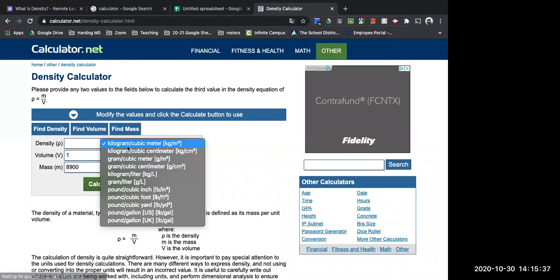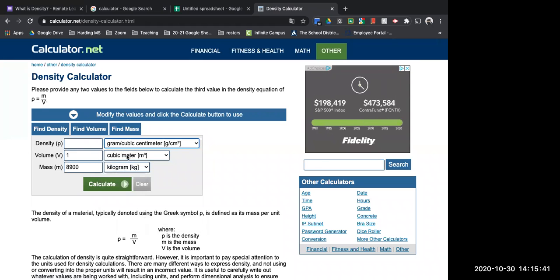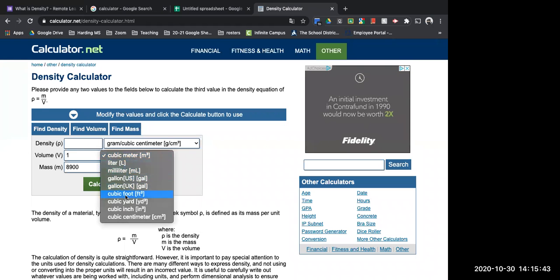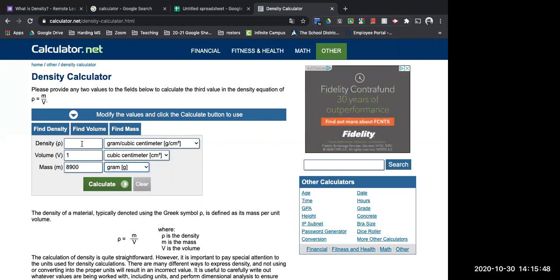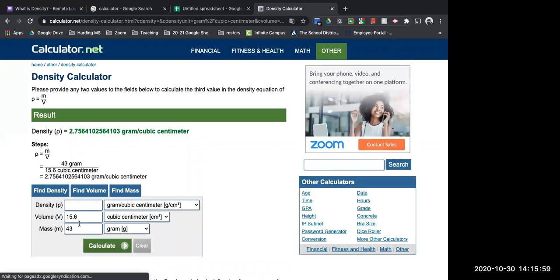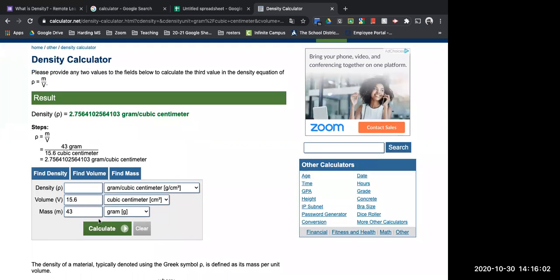What you got to do is you got to set it up the way that it's supposed to be. So this is grams per centimeter cubed. You want to make sure it's cubic centimeters. You want to put in grams. All right. So say your volume is 15.6, and then your mass is 43, and it would calculate it. And it's 2.76, and it shows you how to do it. So if you had to write it down on a paper, it would show you how to write it down. And that's exactly how you would do it.